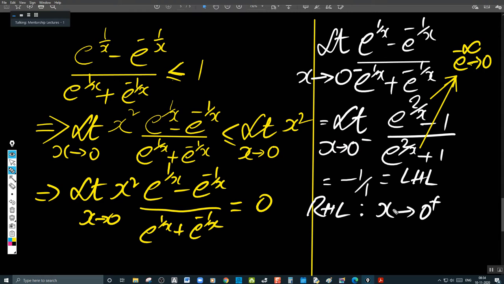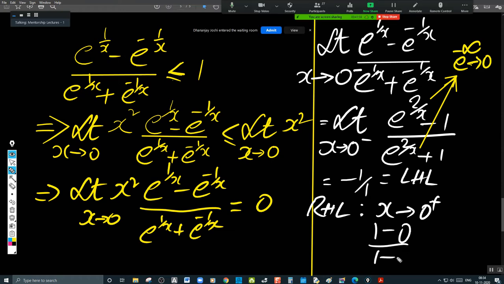If you take the first term common, you'll be getting 1 minus 0 by 1 plus 0, which is nothing but 1. It's not equal to LHL. Therefore, the limit does not exist, in fact, for this function. Limit does not exist.